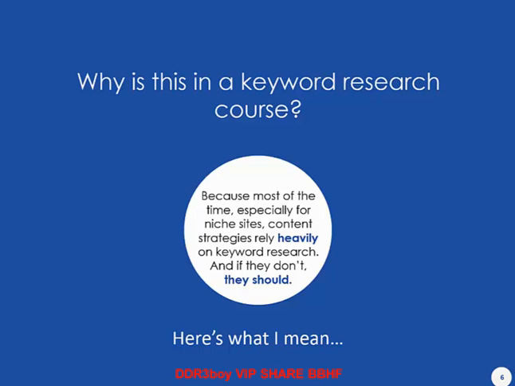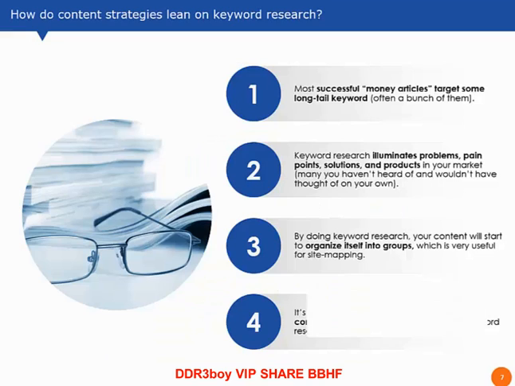So keyword research and content are really intertwined. Here's kind of what I mean. This is how content strategies really lean on keyword research. First, most successful money articles, the articles that are really going to be bringing in your revenue, target some long tail keyword. And usually, or often anyway, they target a whole bunch of long tail keywords.